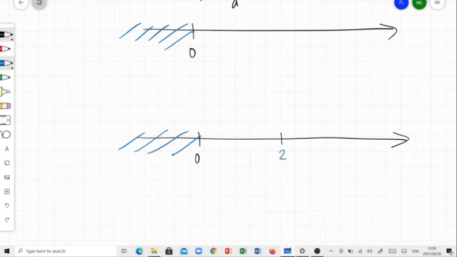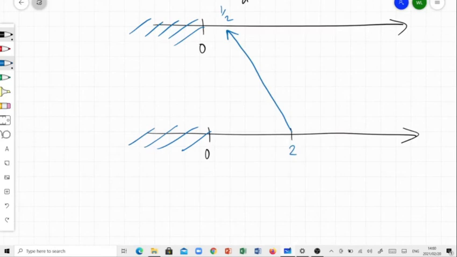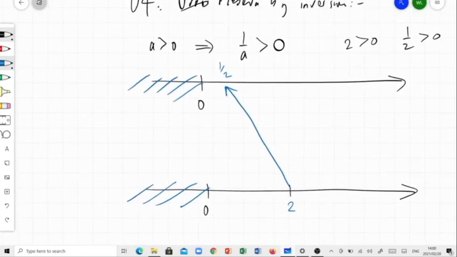So here I have the number 2. In this particular case, if I apply the inverse operation on 2, I will get a half. So this is what happens. Then I end up with 1/2 here, okay? And notice that all the outputs lie to the right of the line. So this is what is called order preservation of positivity, okay?